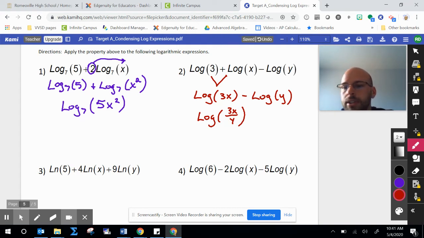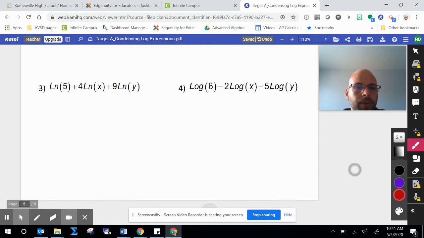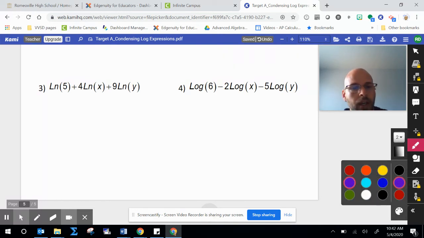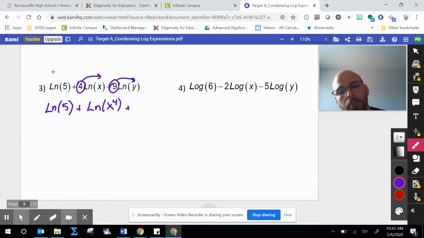Okay, so you can see all these properties at play, and we're going to need some practice, which I have 2 more here to do, and then I have an assignment for you to do some on your own. So again, first step, I look for exponents, see if I have any exponents. I do. So this 4 would be an exponent. This 9 would become an exponent. So I'm going to have the ln of 5 plus the ln of x to the 4th plus the ln of y to the 9th.